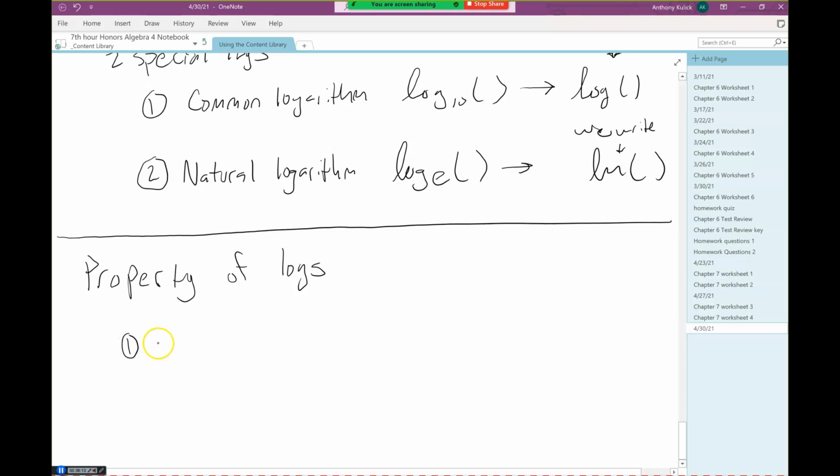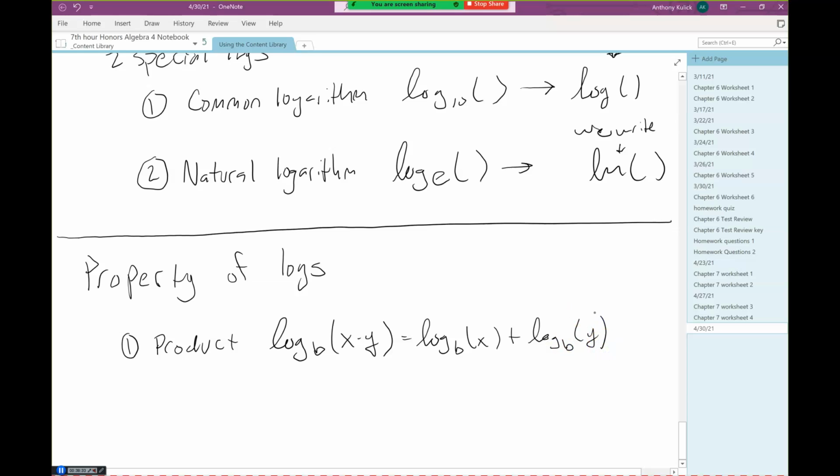The first one is the product property that says the logarithm of x times y is equal to the logarithm of x plus the logarithm of y. And this is a multiplication symbol. I know that didn't look very dotty there. It's supposed to be a dot. Multiplication. Now, who thinks that's kind of odd? That multiplication inside the logarithm becomes addition outside the logarithm?